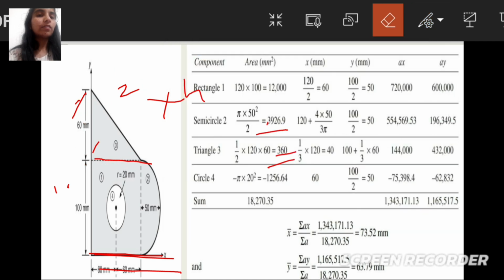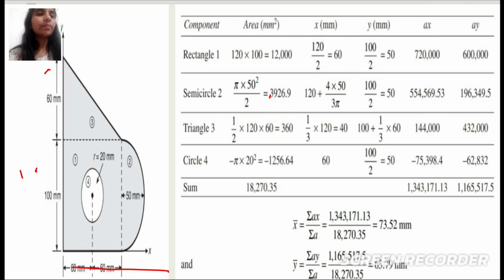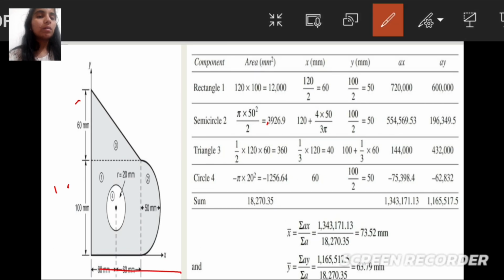Now let us find the area of the circle. Area of the circle will be minus pi into 20 square, that we will get as minus 1256.64.